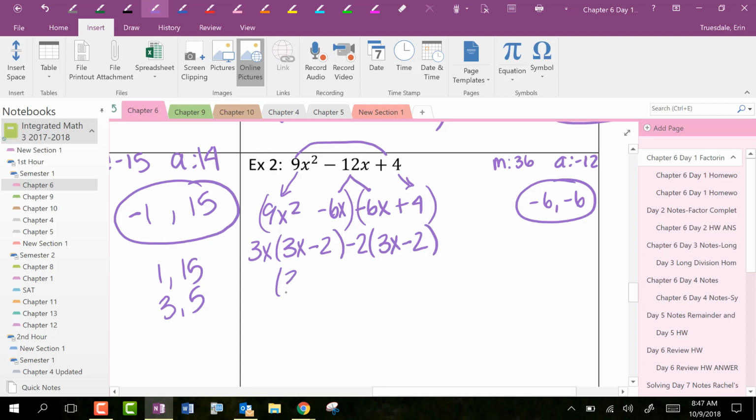So one of the factors is 3x minus 2 from the parentheses, and the other factor is 3x minus 2 from this piece. 3x minus 2 is here, 3x minus 2. Okay, and then you don't have to solve, so you just leave it like that. Questions?